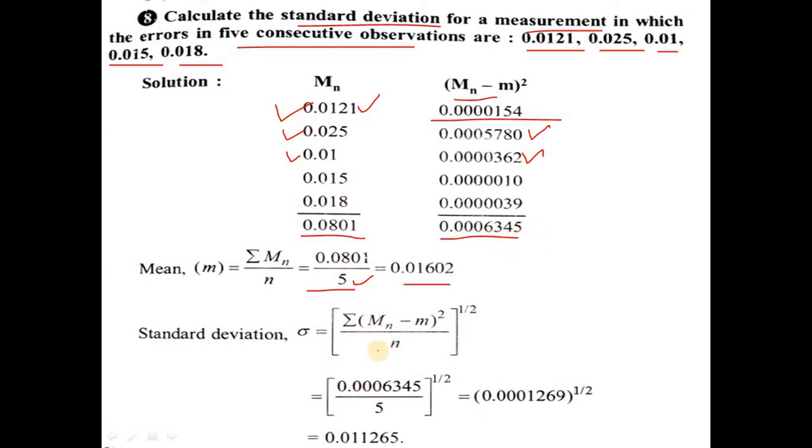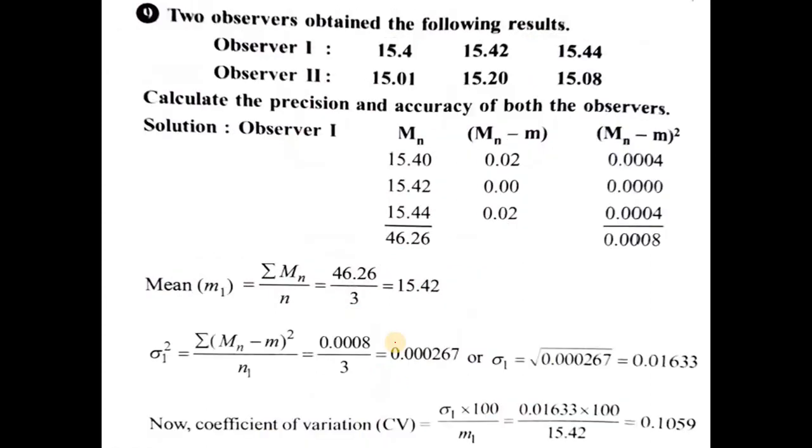0.006345. Then the standard deviation is the square root of the summation of (Mn minus M) square divided by n. So the summation of (Mn minus M) square is like this, and the number of observations is 5. So the square root of this value is 0.011265. So this is the standard deviation.